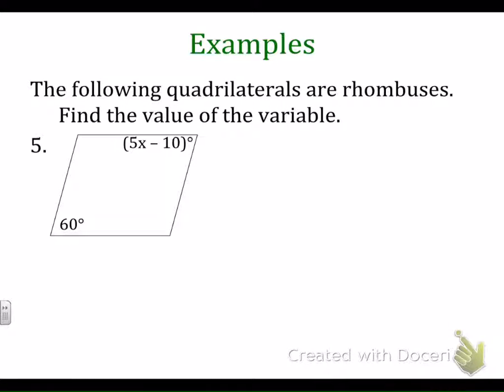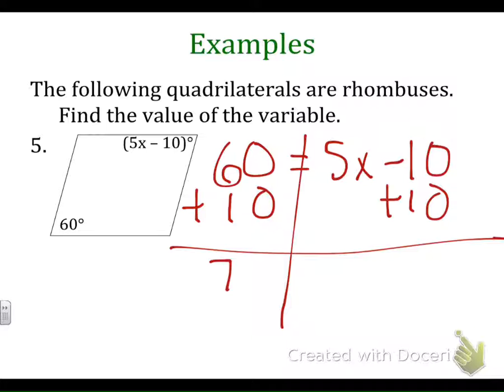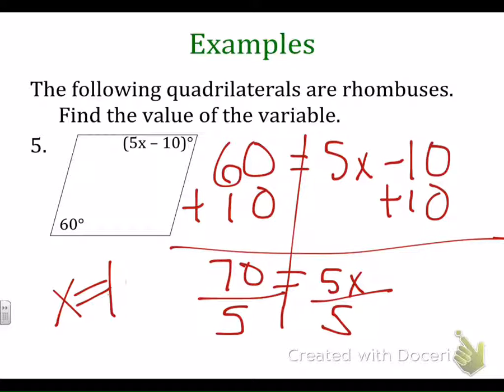Alright, so in a rhombus we know the opposite angles are congruent. So we'll do 60 is equal to 5x minus 10. Add the 10. So 70 is equal to 5x. Divide by 5. So x is equal to 14.